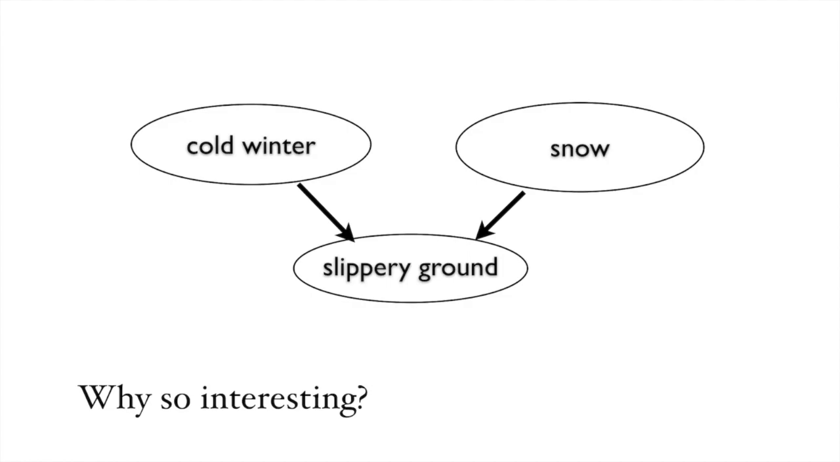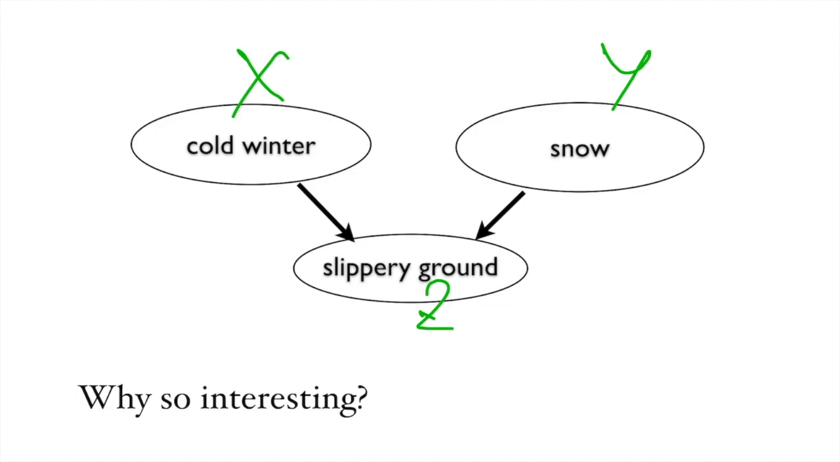So this structure is very important. Sometimes we say this is an unshielded collider. I want to use this structure because to me it's clearer. It's very intuitive. Here you can see the two variables, say X, Y. X and Y are not adjacent. X, Z adjacent, Y, Z adjacent. And X and Y are causes of Z, right? This is this structure. This is very useful.